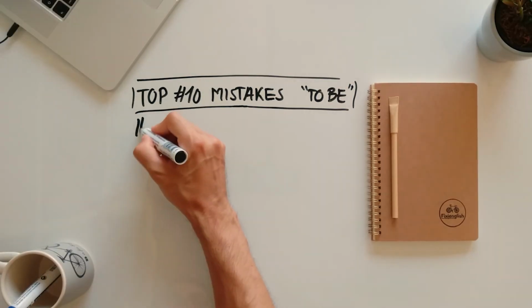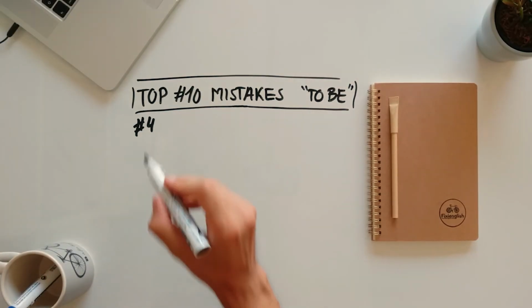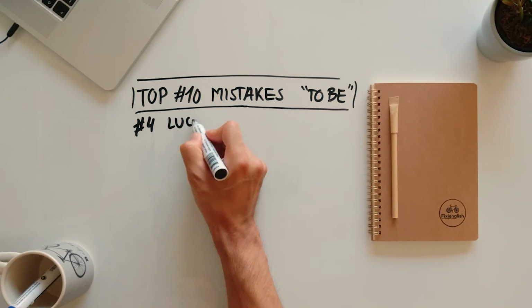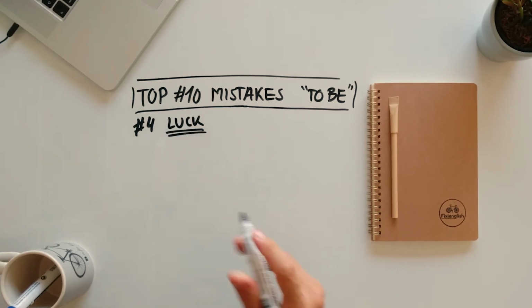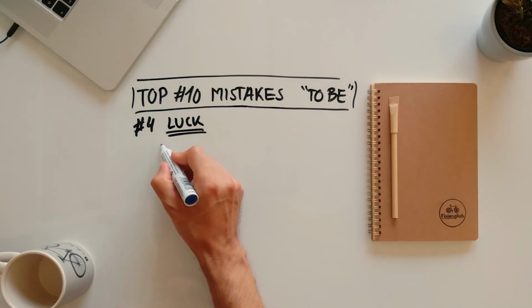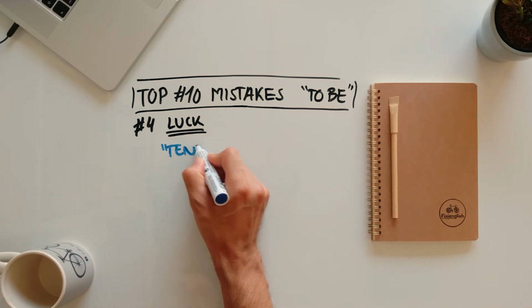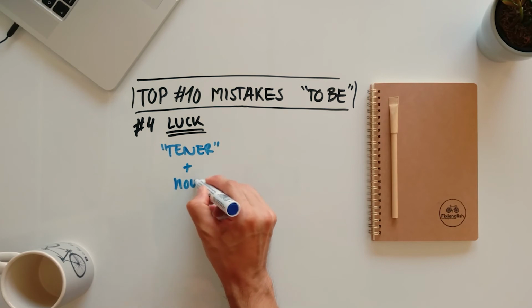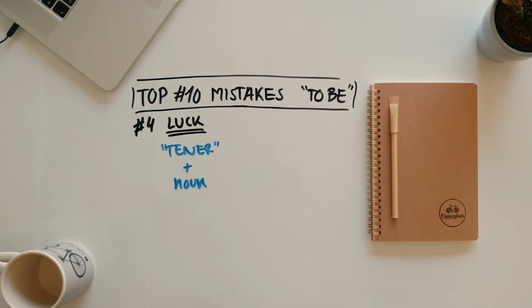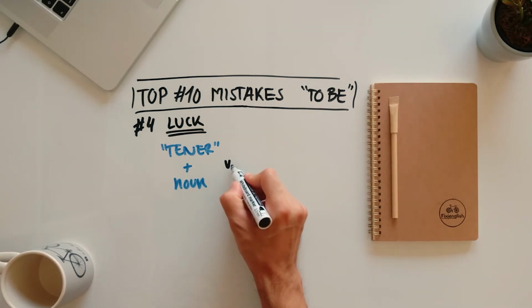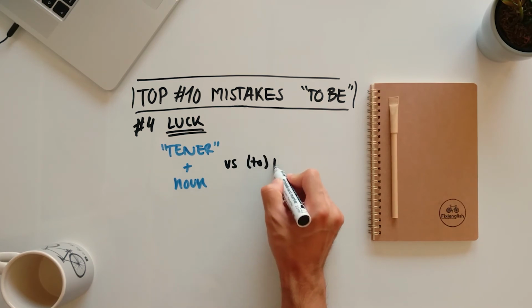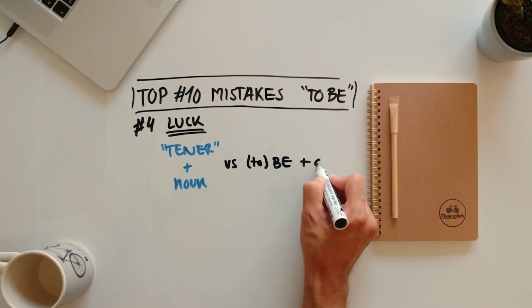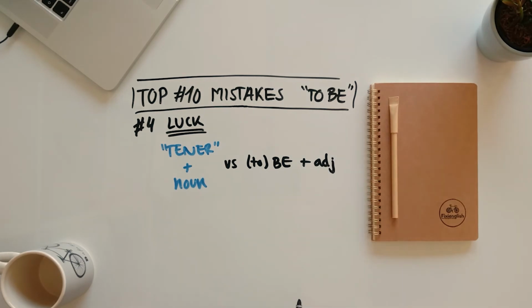At number 4, we have the use of the verb to be to express luck. And the same thing is happening here as we've seen in number 5 and number 6. In Spanish, we would have the idiomatic expression using the verb tener followed by a noun, in this case, luck. But in English, we would be using the verb to be followed by an adjective.